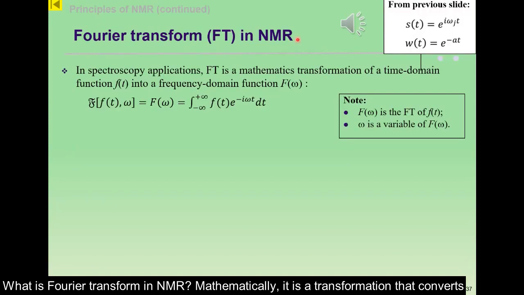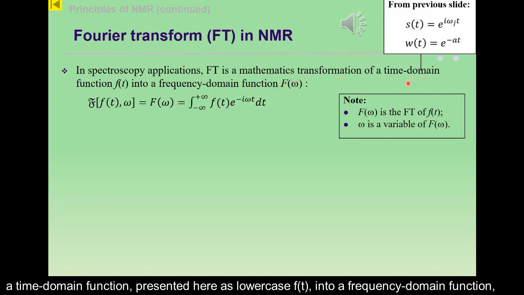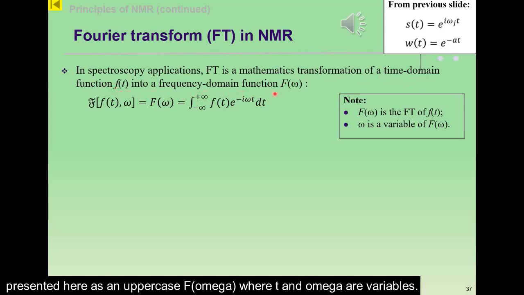What is Fourier transform in NMR? Mathematically, it is a transformation that converts a time domain function, presented here as a lowercase f(t), into a frequency domain function, presented here as an uppercase F(omega), where t and omega are variables.